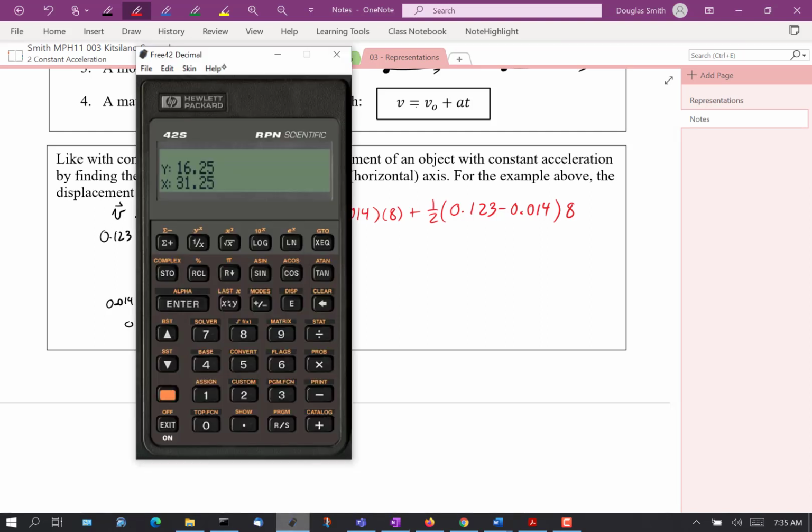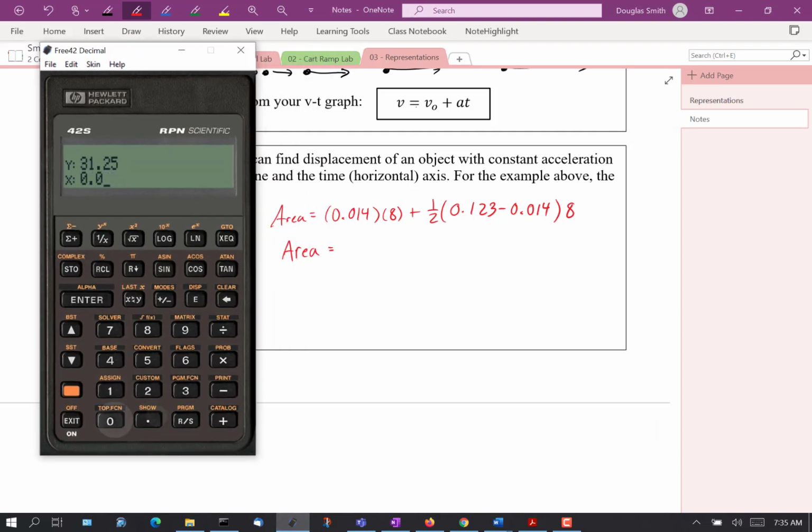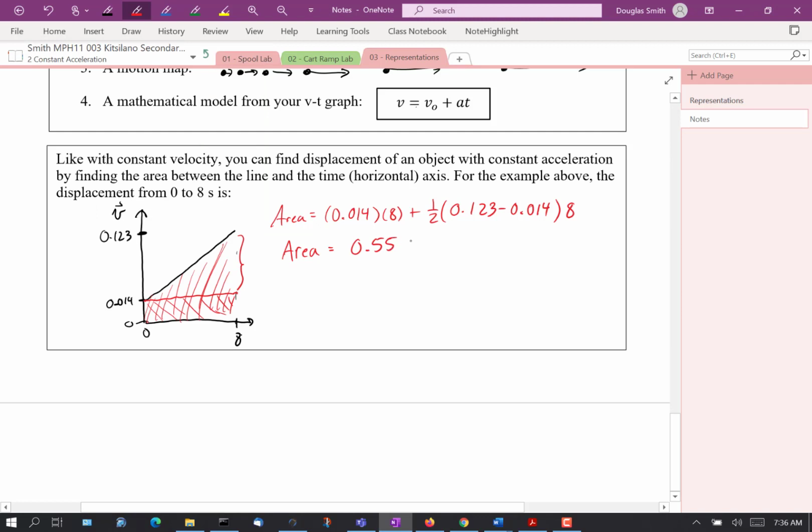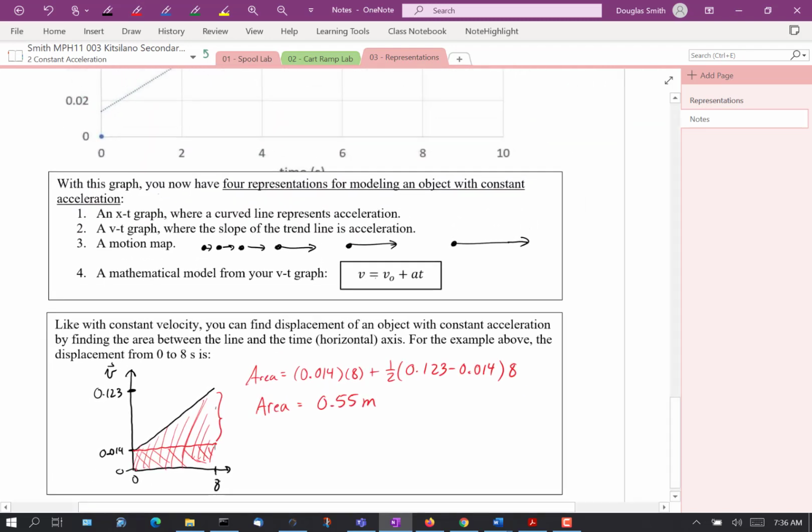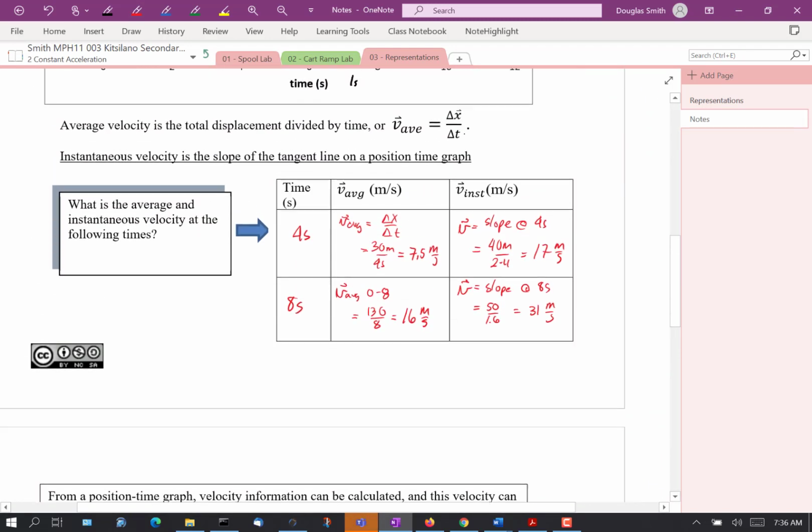So let's put that in the calculator. 0.014 times 8. And then that's that part. And then we have 0.123 minus 0.014, times it by 8, divided by 2. You get 0.55 meters. So that's finding displacement from a velocity time graph. So that's an overview of where we're at now that we have 4 representations of constant acceleration.